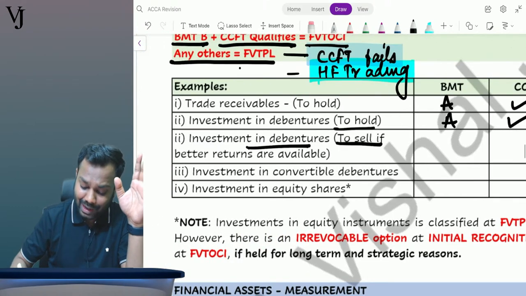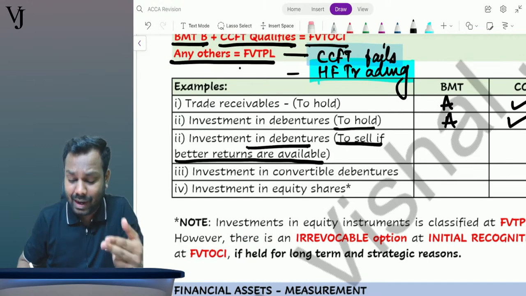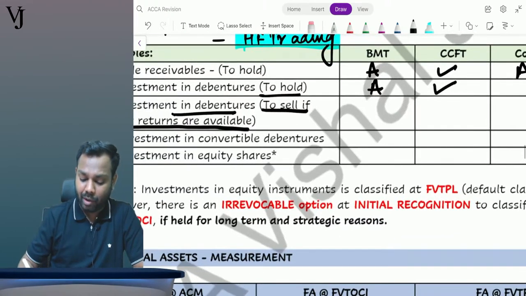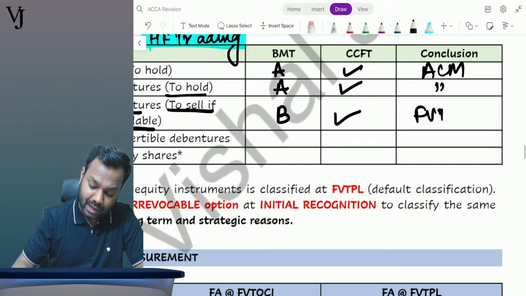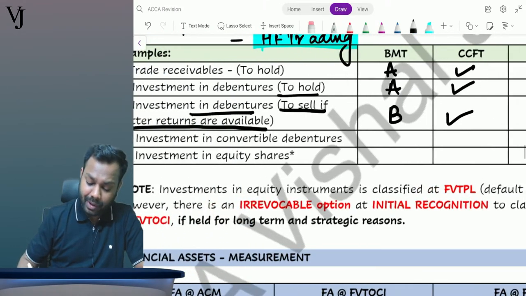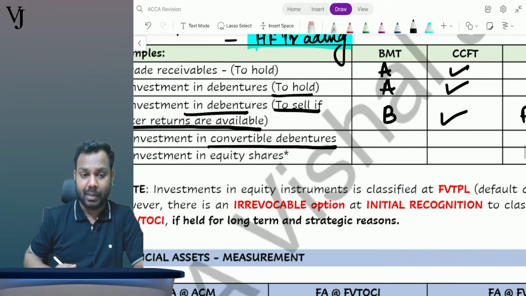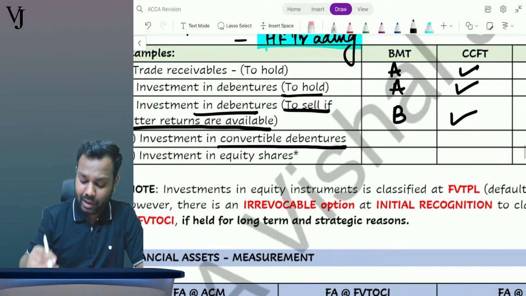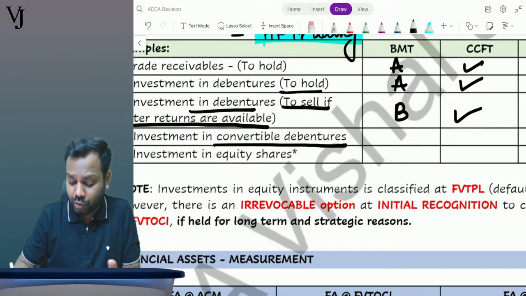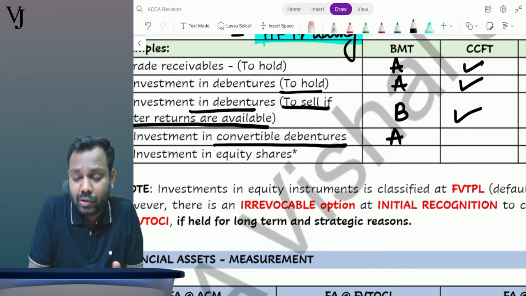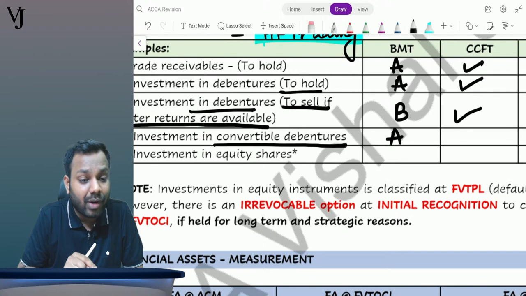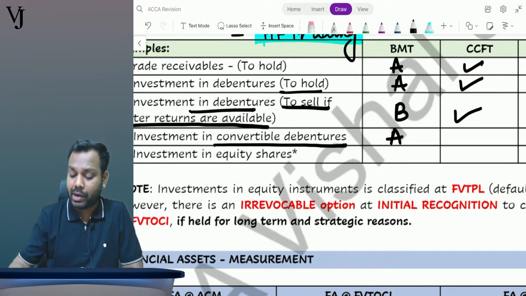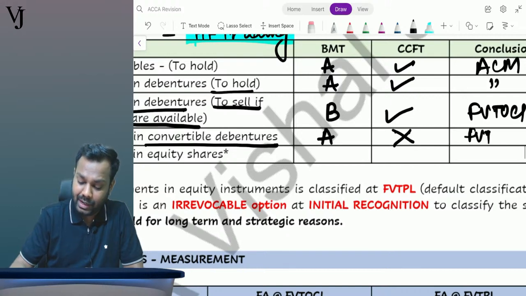Investment in debentures to sell if better returns are available. In such cases, business model test is B, and debentures mean the contractual cash flow test passes, and hence it is FVTOCI. Investment in convertible debentures: let's suppose the intention is to hold till maturity. Even then, since it is a debenture, I will get principal and interest on a specified date, but since it is convertible, there are some other rights as well, the contractual cash flow test fails, and it will be FVTPL.